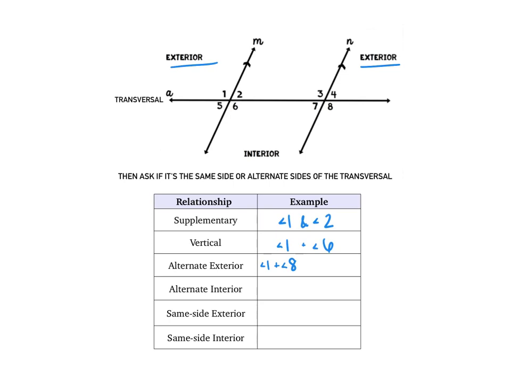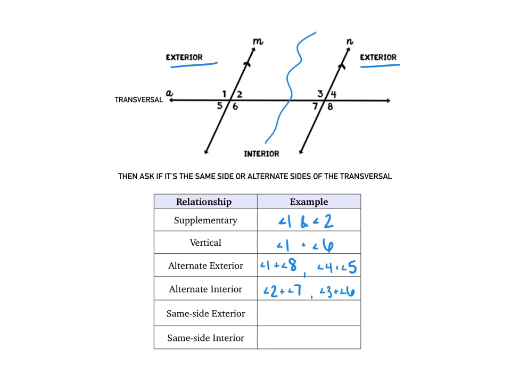Alternate interior. This time I'm looking in between my parallel lines. Again, I need one from each side. So I could do angle 2 and angle 7. Or I could do angle 3 and angle 6. Actually, I might write both of these just since we're still learning.